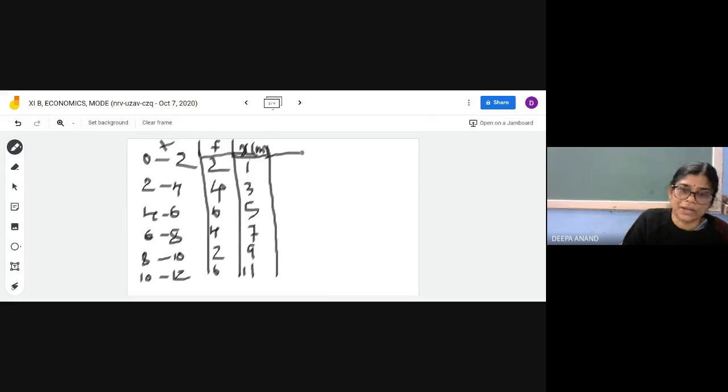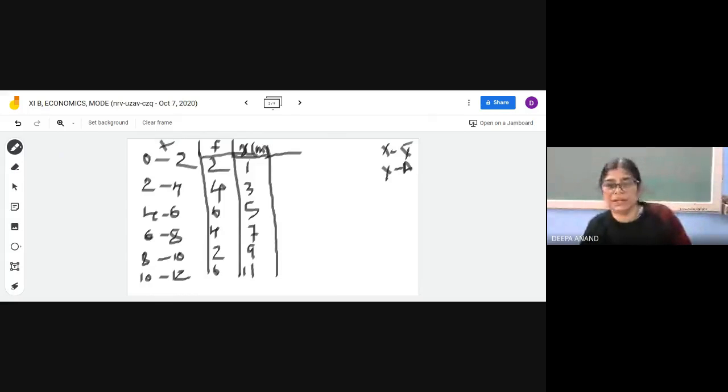Ab direct method hai. Direct method aur shortcut method mein kya difference hai? In the direct method, we take the deviation from the mean, that is x minus x bar. And in the shortcut method, x minus assumed mean. Hum isko shortcut kar diya, mean assume kar diya. Okay, that is the shortcut method.